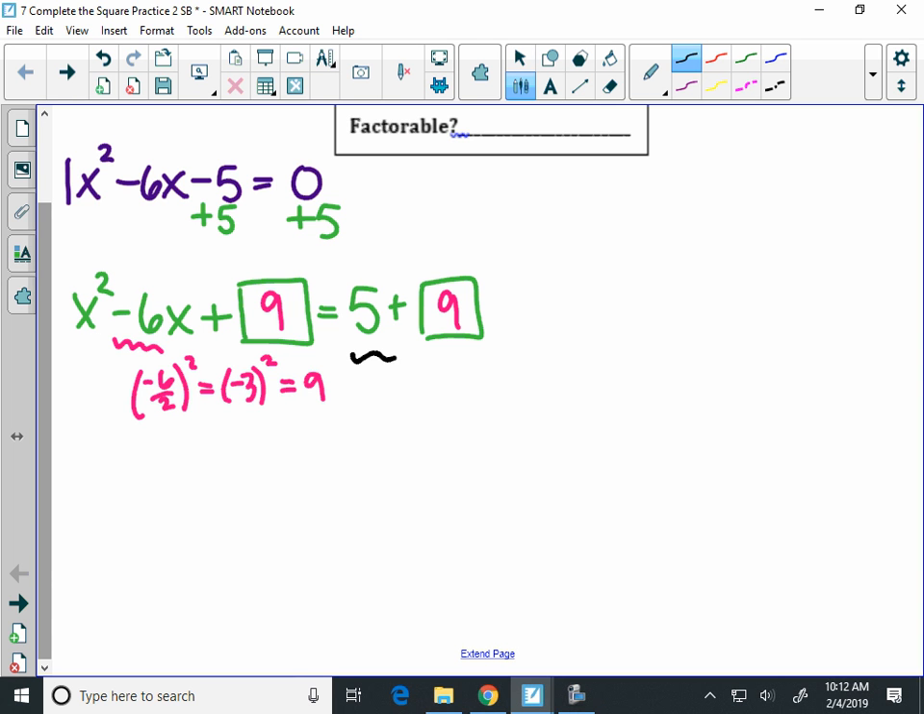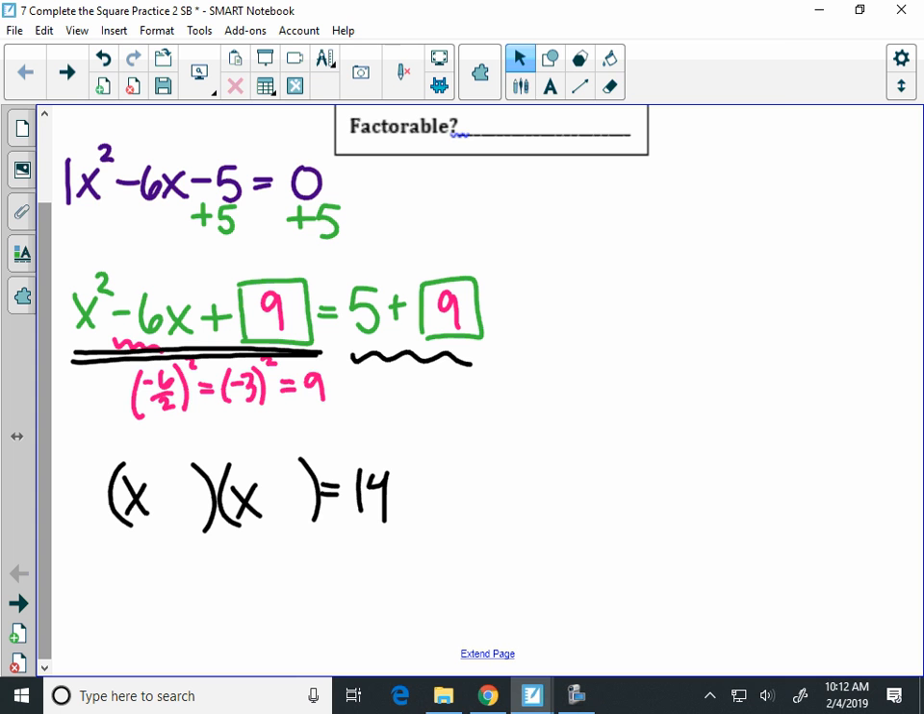Now, this right-hand side simplifies to be 14. The left-hand side factors into two factors that are exactly the same. This is a perfect square trinomial. To fill in the number part of the factors, I always take half of this middle number. And here the middle number is negative 6. Half of negative 6 is negative 3. So I put a minus 3 in both.